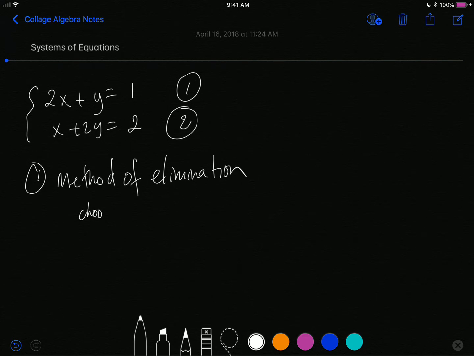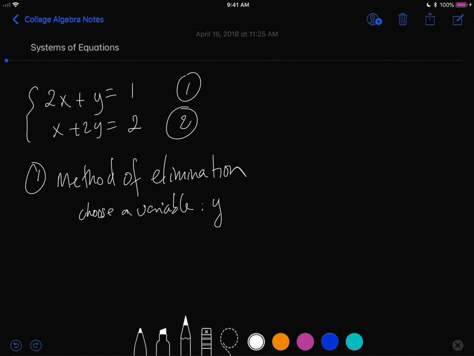Choose a variable. And in this case right here, we'll choose y. Technically, it does not matter which one you choose. You can choose whichever one you want. In this case right here, we'll choose the y variable. And then what we do is we inspect the two y variables that we have. I look right here at my first y variable, and I can see that the coefficient is 1. Then I look at my second y variable right here, and I can see that the coefficient is 2.